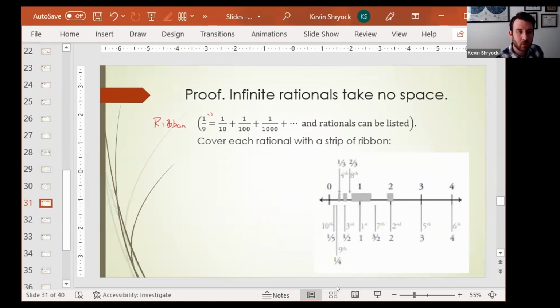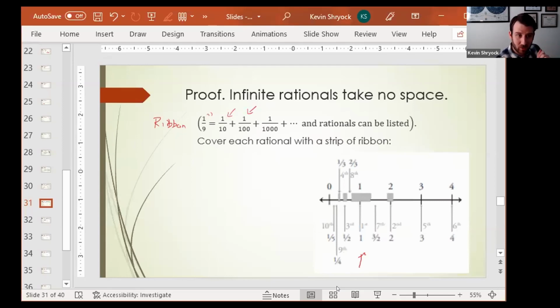So I'm going to cover the number 1 with the first cut, this 1/10. I'm going to cover it with a 1/10. And then I'm going to go on to the next number in my list, and cover it with a 100th. So I'm covering up every single number on the number line with ribbon.